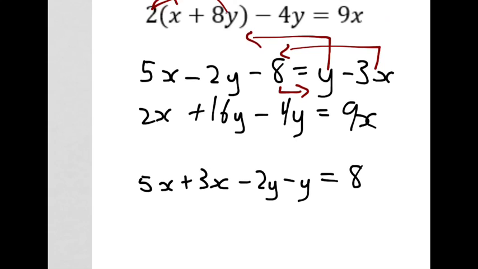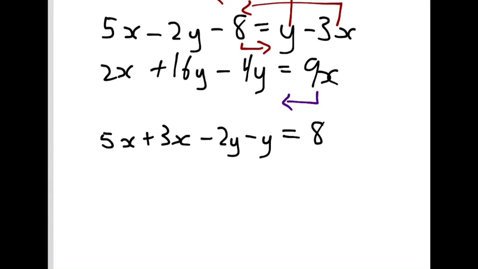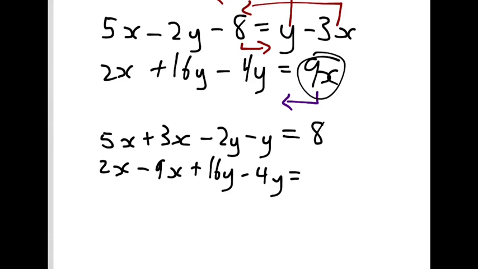All I have to do here is bring 9x over. Okay? So that will give 2x plus 16, well, hold on. Get that 9 in there. Minus 9x plus 16y minus 4y equals, when I take that 9x away, I have nothing left, but I have to represent that with a 0.